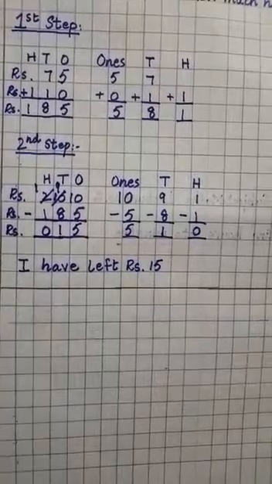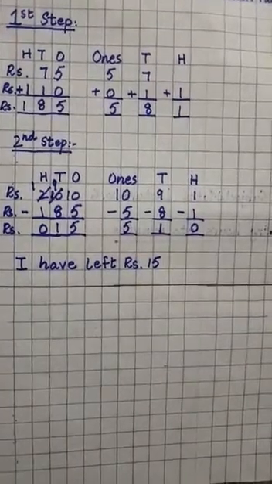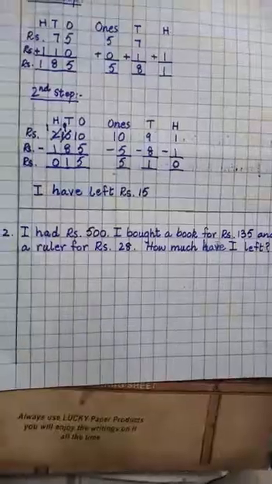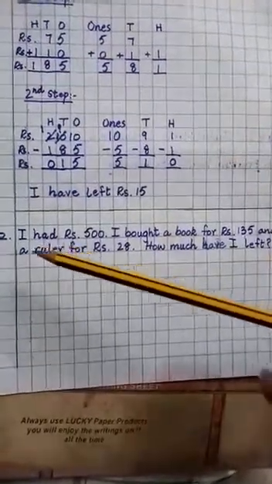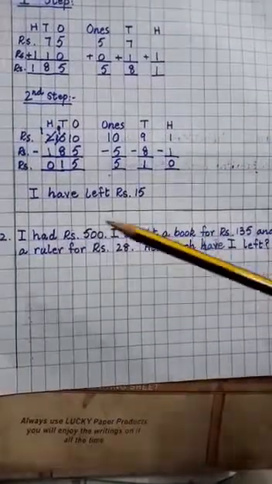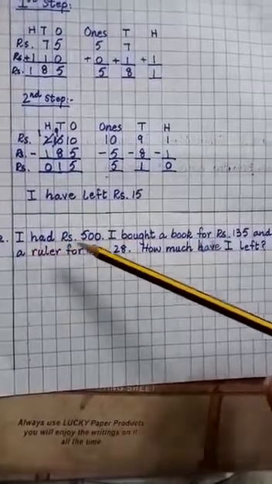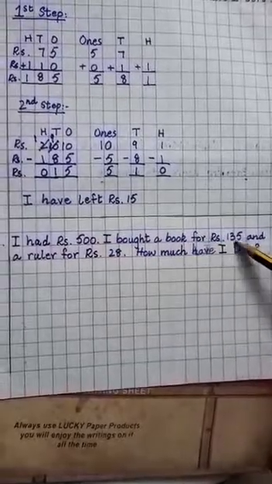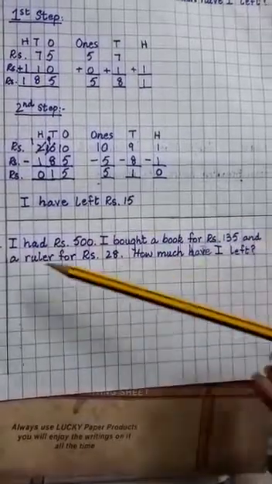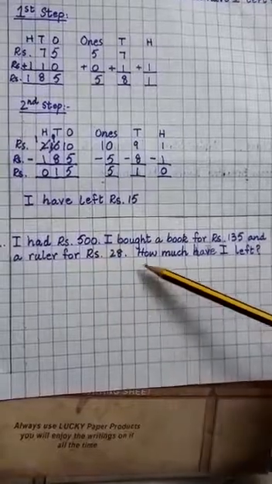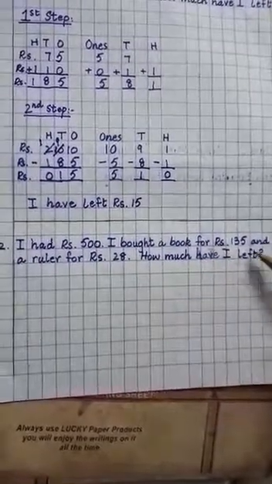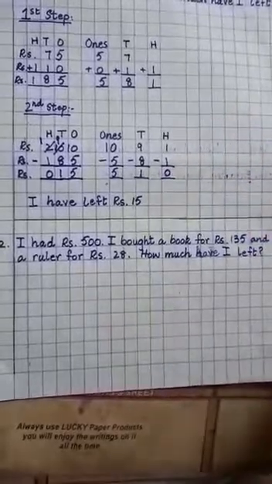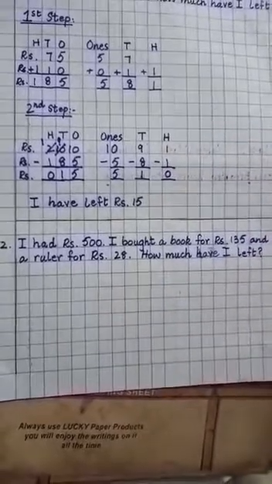Now girls, after completing one sum, you have to leave one block and draw full finishing line. Okay. Now girls, question number 2, you have to do this sum by yourself. I read it for you. I had rupees 500. I bought a book for rupees 135 and a ruler for rupees 28. How much have I left? Now you have to do this sum with both these two steps. Okay, and you need math copies.